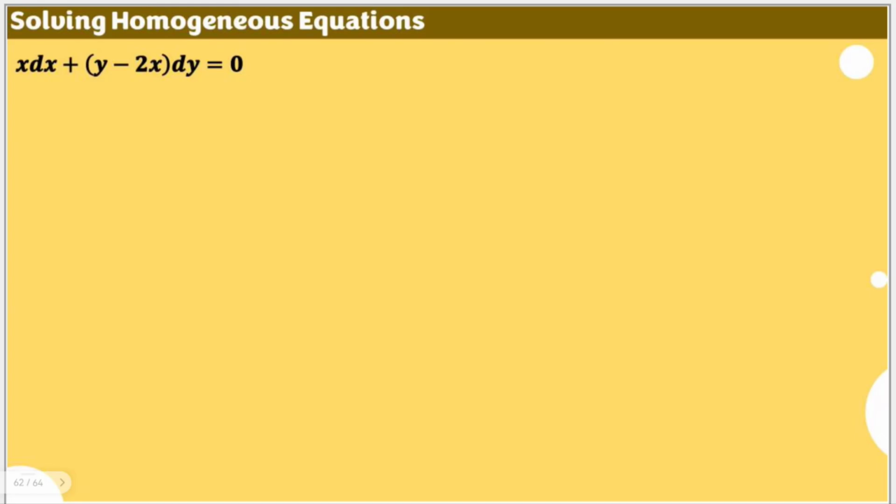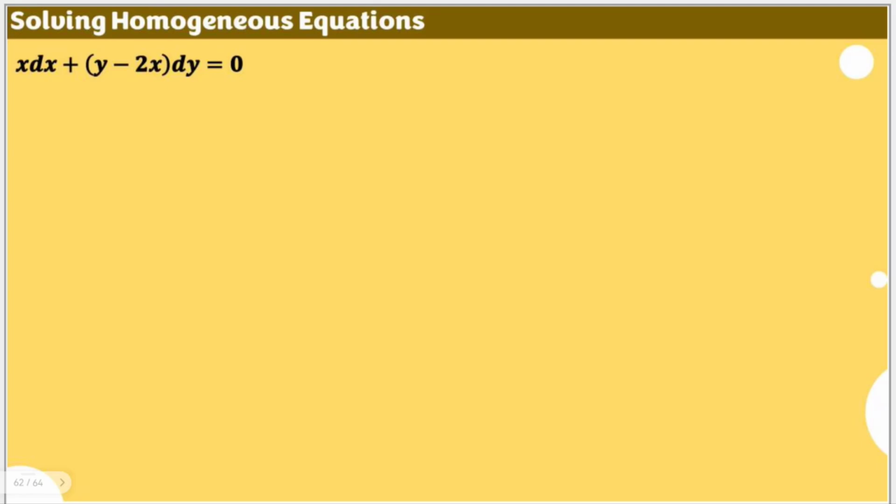Let us solve this identified homogeneous equation. In our previous video, specifically for this equation, we have already provided proof that this is really a homogeneous equation. And now we are going to proceed with the solution. So if you're not yet convinced with this being homogeneous, please try to review the video pertaining to that.